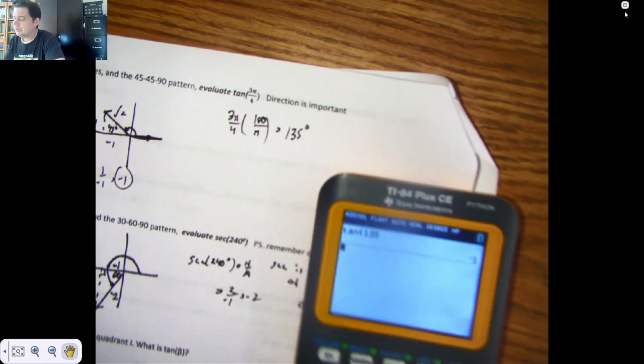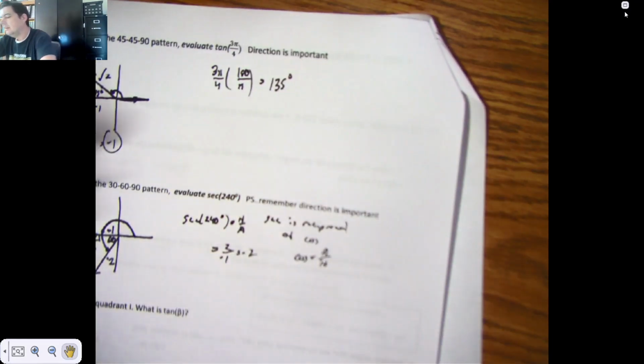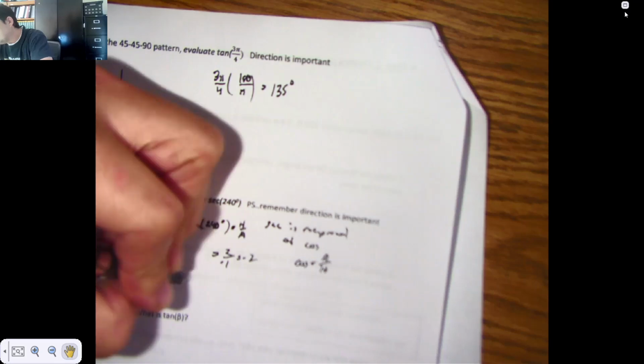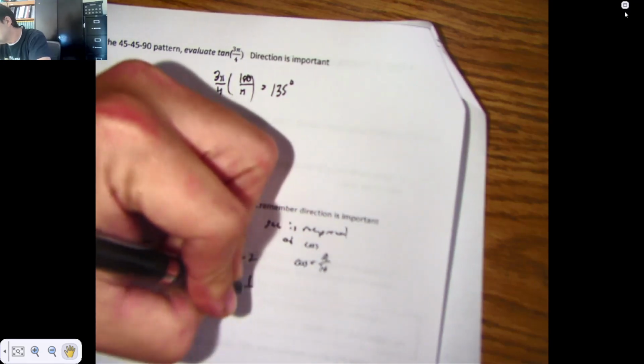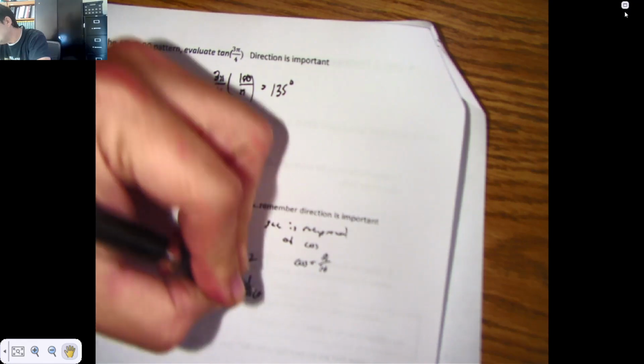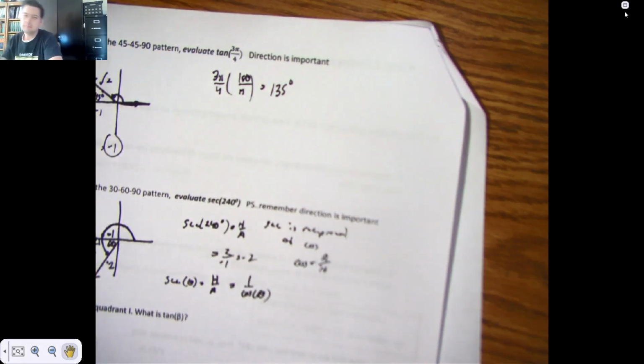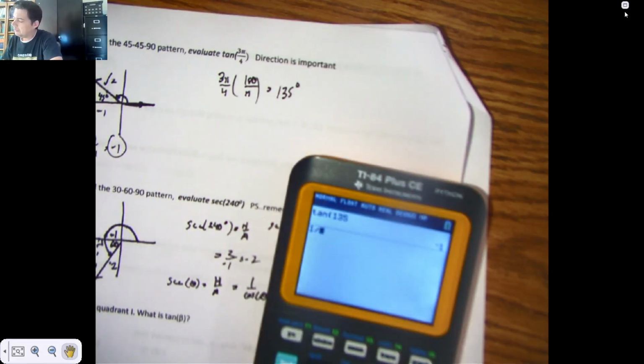This one, secant of 240. Well, I didn't know that the calculator does not have a secant button. It's not there. But secant of an angle, while it is hypotenuse over adjacent, is also 1 over the cosine of the angle. So 1 over the cosine of 240, bam, -2.